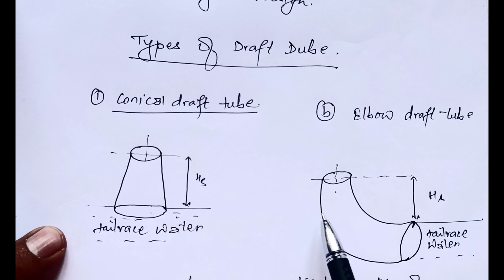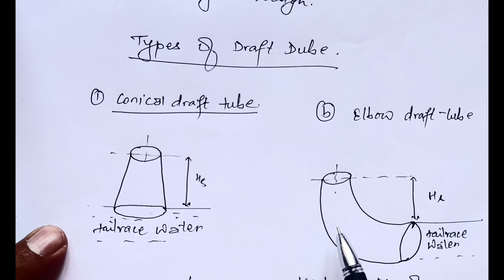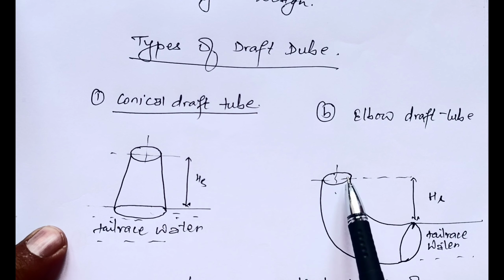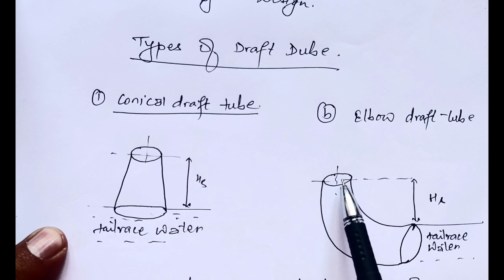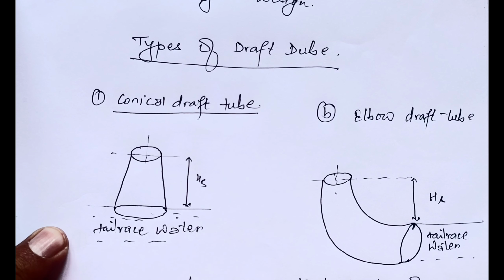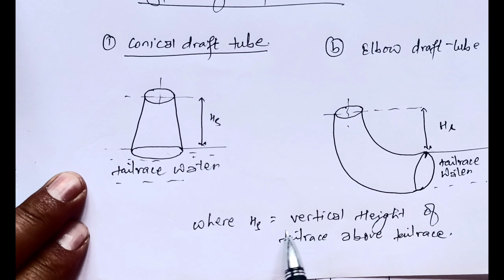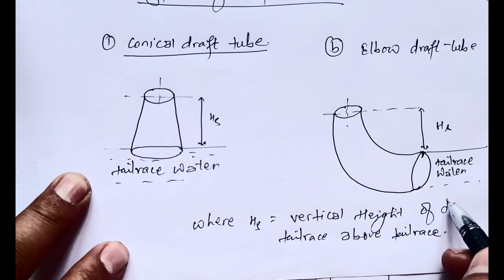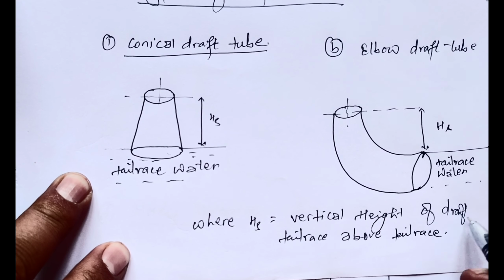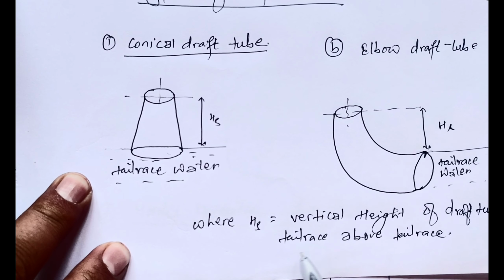In the elbow draft tube, the shape of the draft tube is similar to the elbow. The inlet point is smaller in diameter and the outlet point is larger compared to the inlet diameter, where this HS represents the vertical height of draft tube above the tail race.